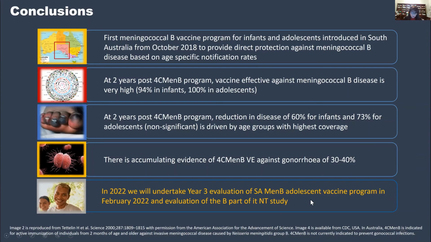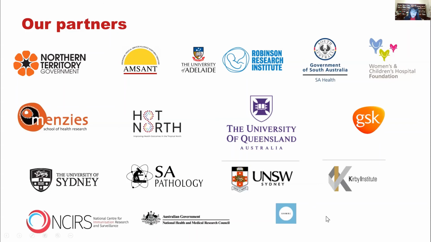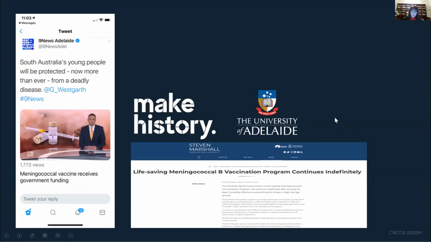We'll continue to undertake another year's evaluation of our state-based program against gonorrhea as cases accumulate in that younger age group, and evaluation of our Northern Territory study, and then we'll combine the South Australian and the Northern Territory data so that we're well powered to look at this. So just to thank all our partners, and based on our findings of the evaluation of the program in South Australia, because we had such high effectiveness, our program will continue now indefinitely. And that's it. Thank you.